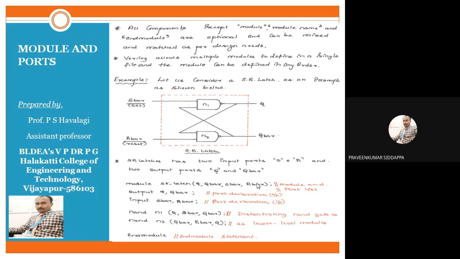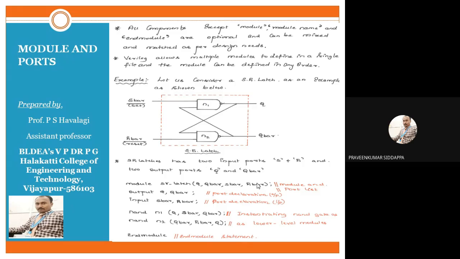Okay, go for the second expression. NAND N2. What is the output? First we should write it: Q bar, comma, R bar, comma, Q. Yes, your code is over. Those two are there, your code is over. Next, we should write the end model.